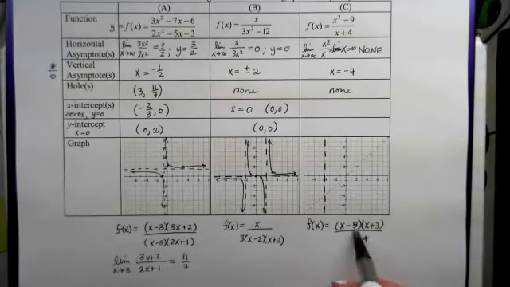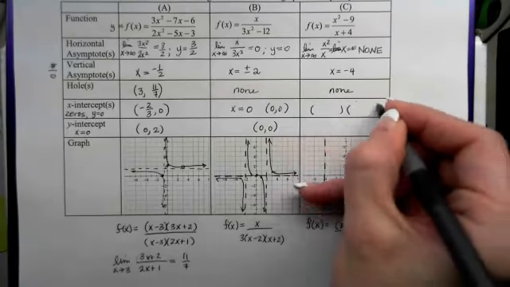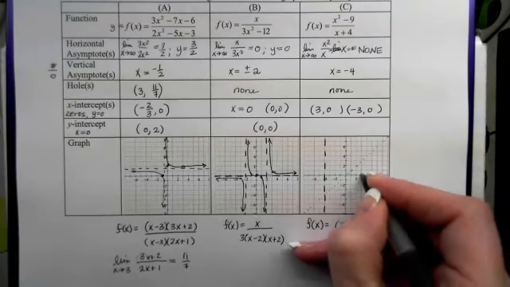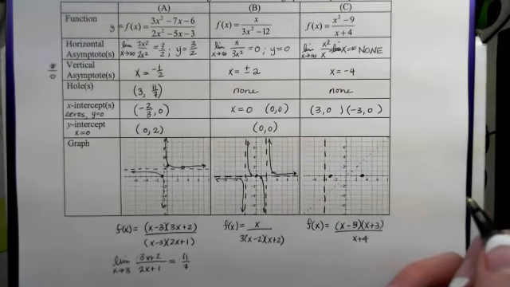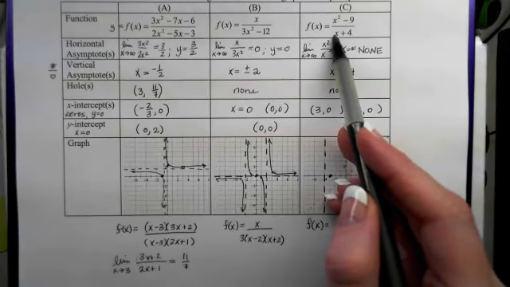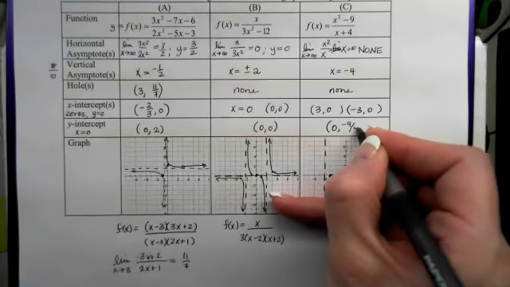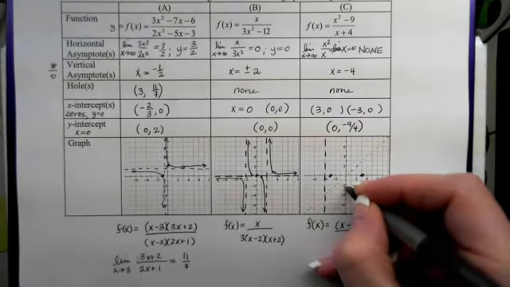X-intercepts occur when the top of the fraction equals 0 and it's in the domain. So we've got a 3 and a negative 3. Both of those are in the domain, so I'm going to have 2 zeros at (3, 0) and (negative 3, 0). So I can go plot those on my graph. The next thing I can do is the y-intercept. That means I plug in x equals 0. If I plug in x equals 0, I get negative 9 over 4. So again, I can plot that on my graph. Negative 9/4, we're about here.